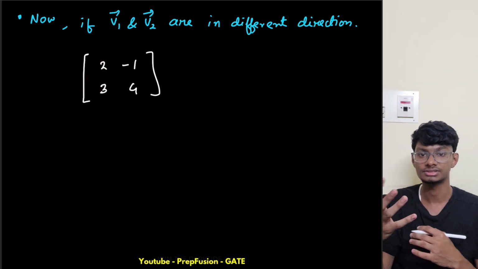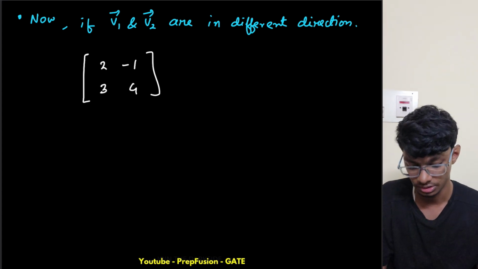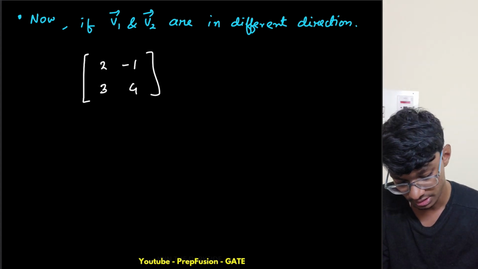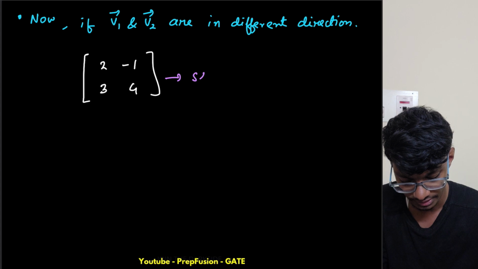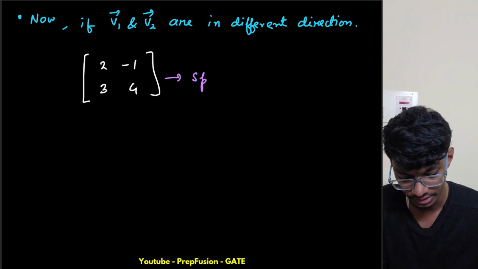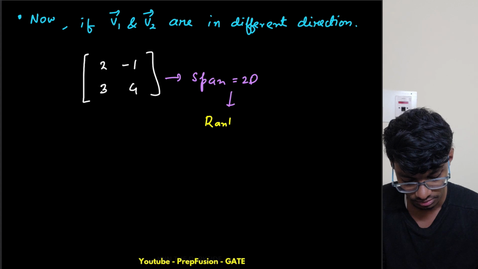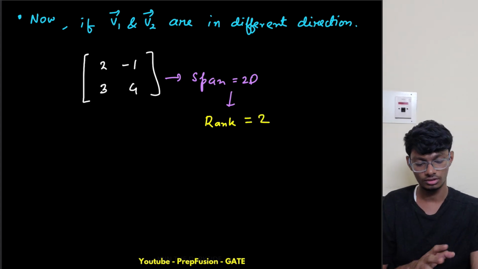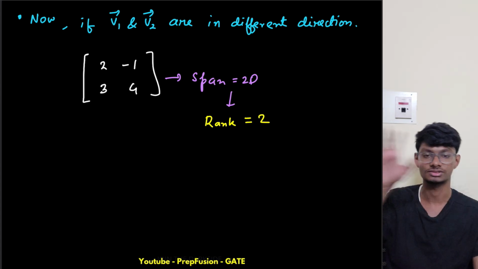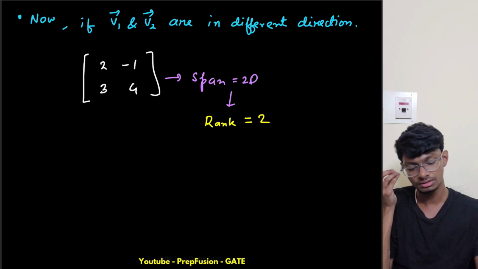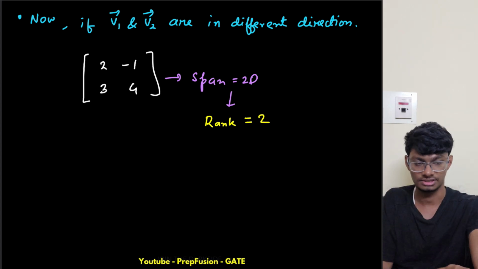So what will be the span this time? You again follow the same process. You will find that the span is 2D, right? I can cover the entire xy plane. So what will be the rank? Rank will be 2 only, because the span is 2D. I can cover the entire xy plane. So that's what rank basically signifies.